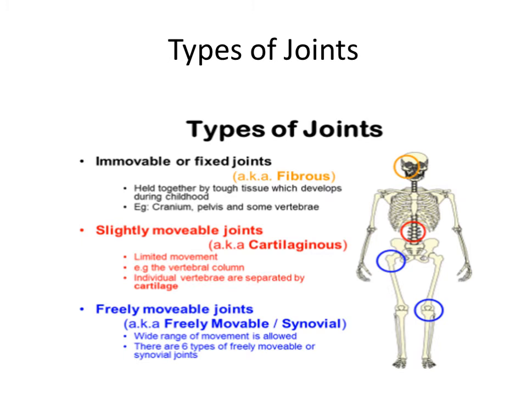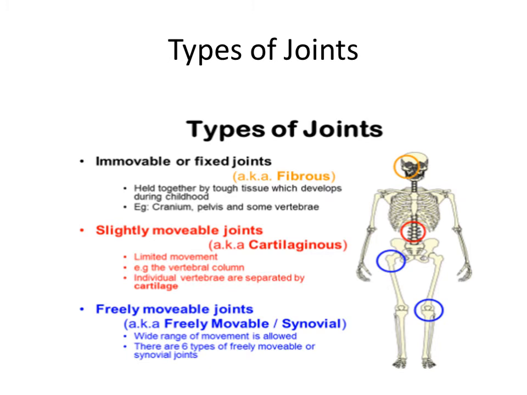Slightly movable joints, also known as cartilaginous joints. These are limited in movement. For example, the vertebral column. Individual vertebrae are separated by cartilage. And lastly, freely movable joints, also known as synovial joints, where a wide range of movement is allowed, and there are 6 types of freely movable or synovial joints.